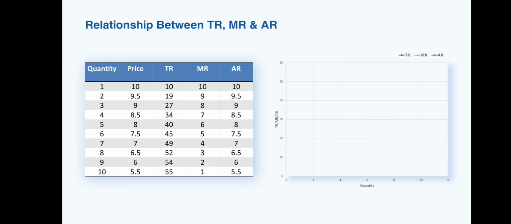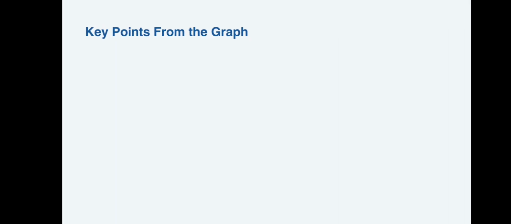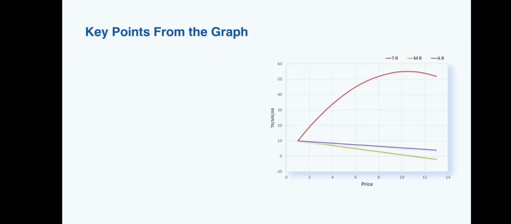At first, let's plot the points from the table for TR and draw the curve like this. Then for MR and finally for AR. Now we shall look into this graph and try to understand what are the key points in the graph. By analyzing the graph, we can understand the relationship between TR, MR and AR in a better way.